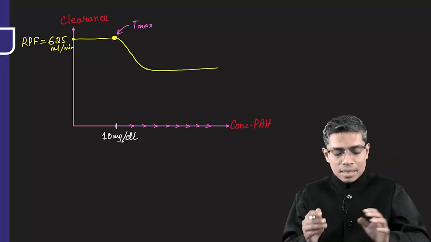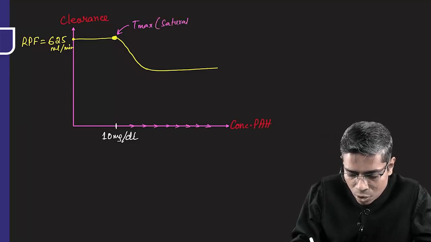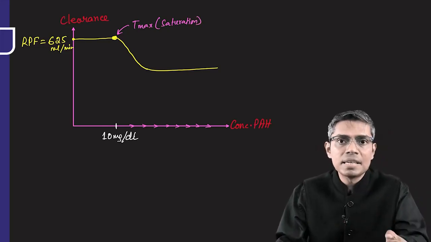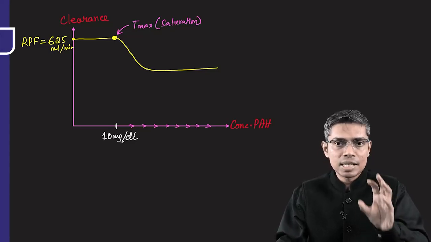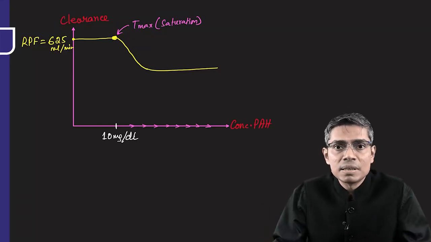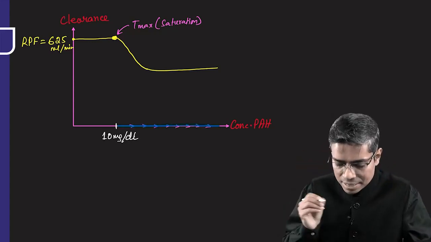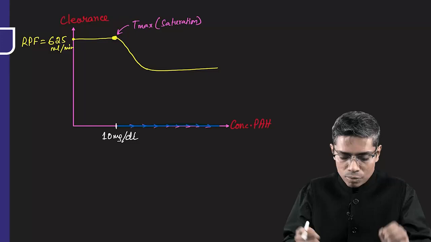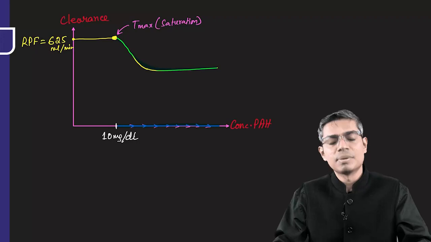What is the meaning of that? It means at this condition, there will be saturation of all the carrier proteins, all the transporter proteins which are secreting PAH at the level of the PCT lumen. Whenever there is saturation of all the transporters, no further increment of secretion is possible, but your plasma concentration is rising. So what is going to happen to the clearance? The clearance is going to be reduced and then it will become flat.